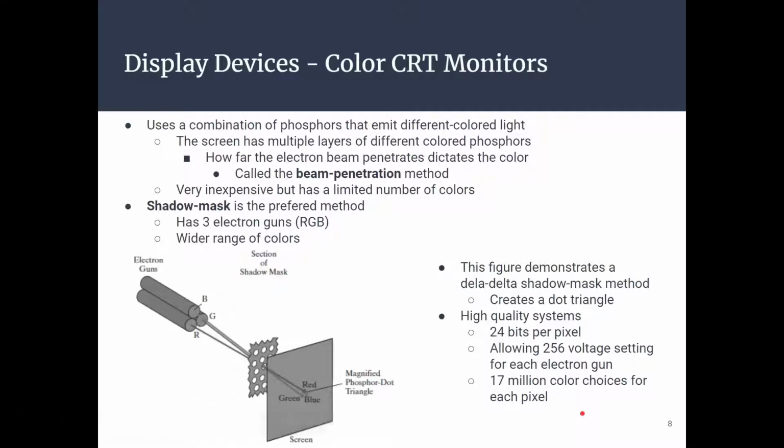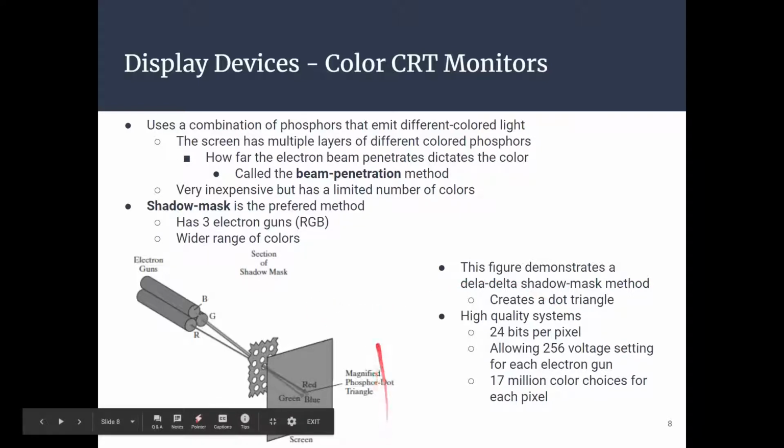So now I'm going to be talking about the color CRT monitors. There's two proposed methods. The first method is layering the screen with different phosphors. So you would have the front of your screen here, and then instead of just one coat of phosphor, it would have multiple coats of phosphors.